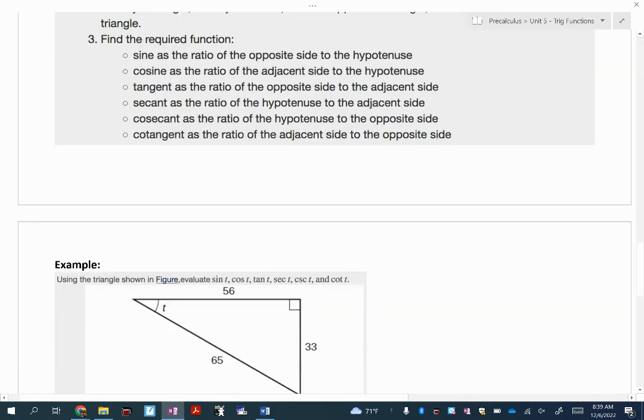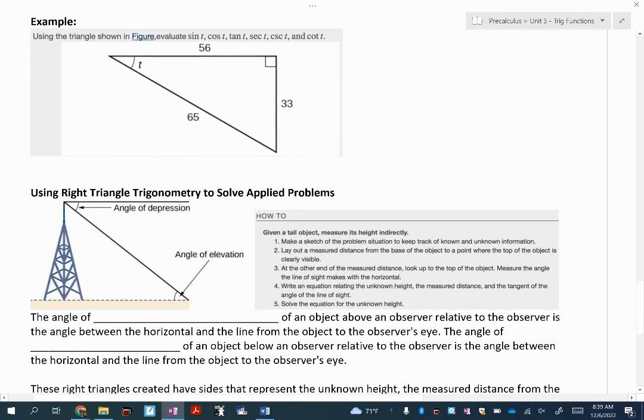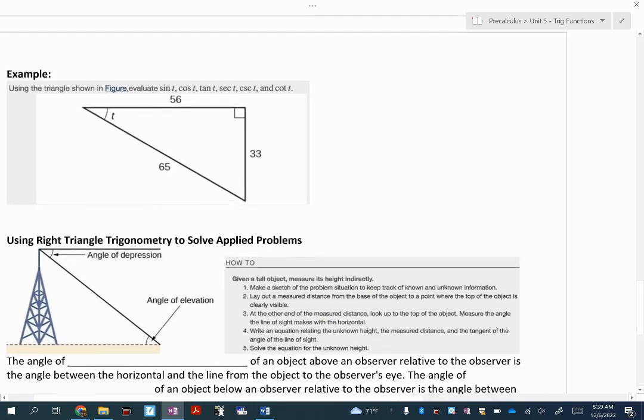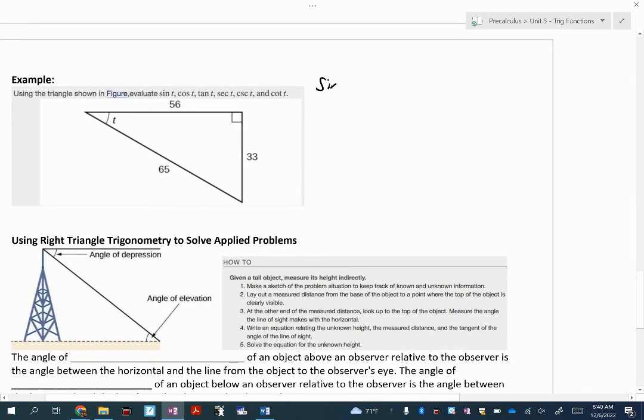Okay, so let's use all that to find six of them, not just three, but let's find six of them. Like before, I'm going to write down sine, and then the reciprocal of that is cosecant. Cosine of angle t and its reciprocal secant.